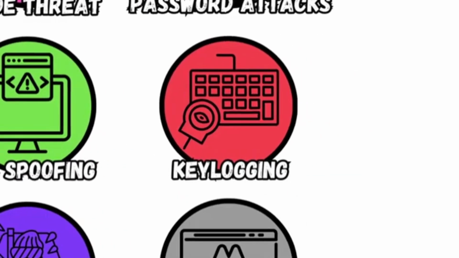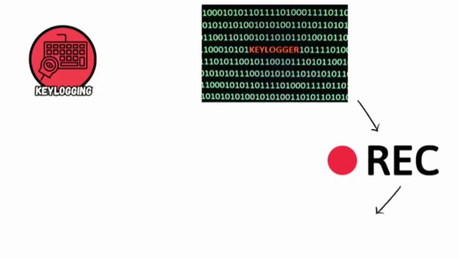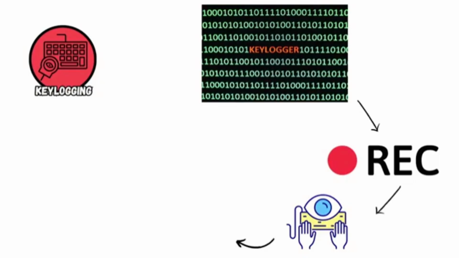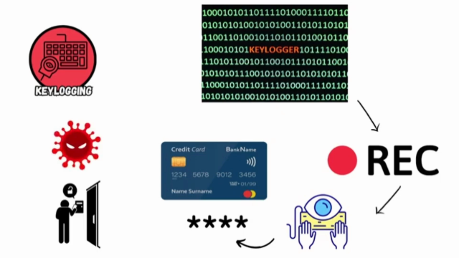And the next attack is keylogging. Keylogging is a cyber attack where malicious software or hardware records every key you press on your keyboard without your knowledge. A keylogger can capture usernames, passwords, credit card numbers, bank account details, emails, and personal messages. You accidentally install a fake software containing a keylogger. When you log in to your online banking account, the attacker records your username and password.